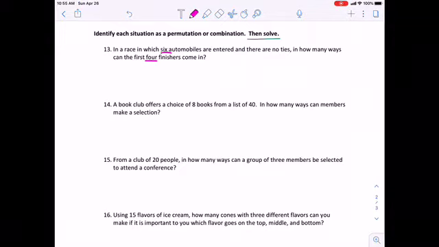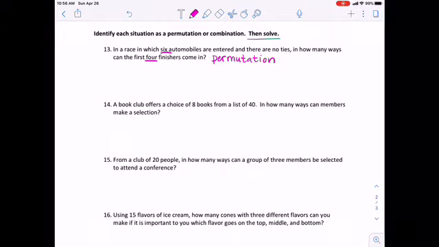Now imagine you're one of those cars and think about, does it make a difference if you come in first, second, third, or fourth? Well, it absolutely does. First prize is probably going to be different than, say, third or fourth prize. So in this case, I can tell that this is going to be a permutation because the order in which these cars come in will make a difference.